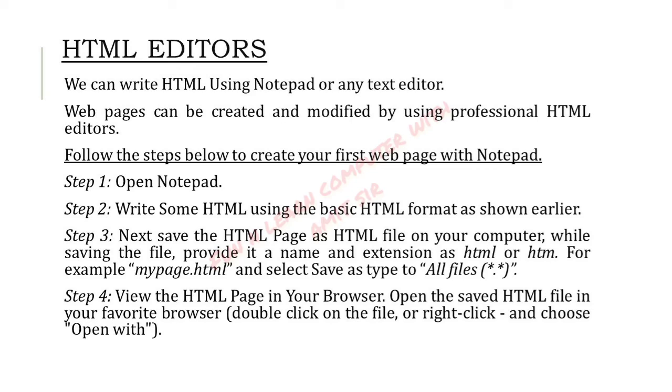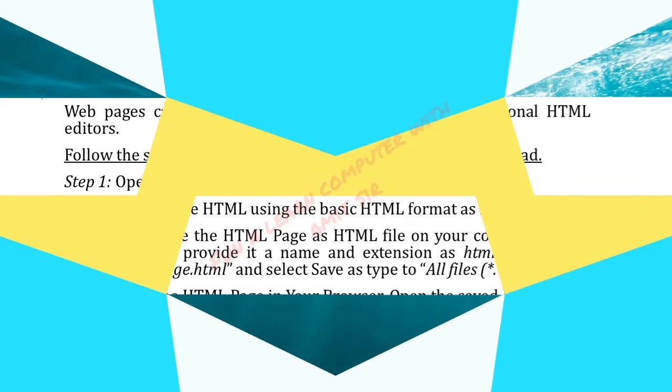Last step, to view the HTML page in your browser. So open the saved HTML file in your favorite browser. For example, Internet Explorer, Google Chrome, Mozilla Firefox, or any other browser. By double click on the file or right click and choose Open With, and select your favorite browser from here, and the HTML page will open and display the content on the browser.